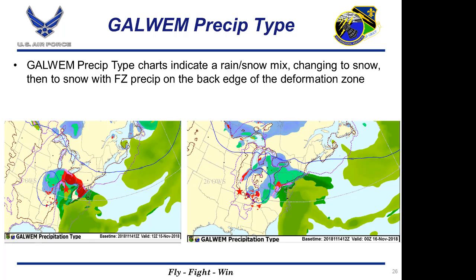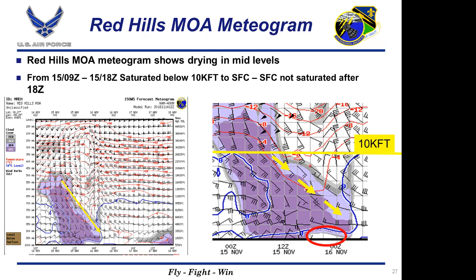The GALWIM precipitation type chart indicates a rain-snow mix, changing to snow and then a thin band of freezing precip on the very back edge of the deformation zone. The Red Hills MOA mediogram indicates good drying in the mid-levels, with good saturation in the low levels all the way to the surface until around 18Z, then some drying in the low levels near the surface after 18Z.